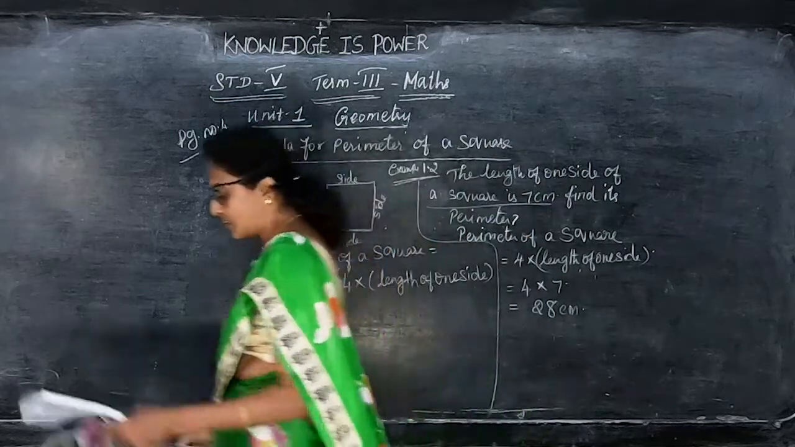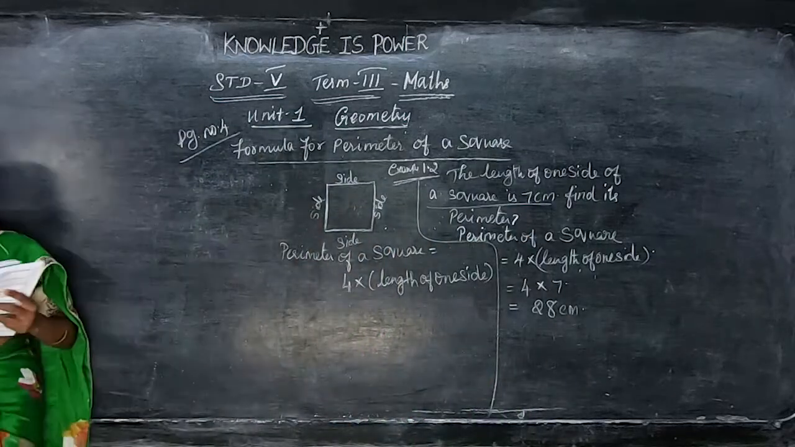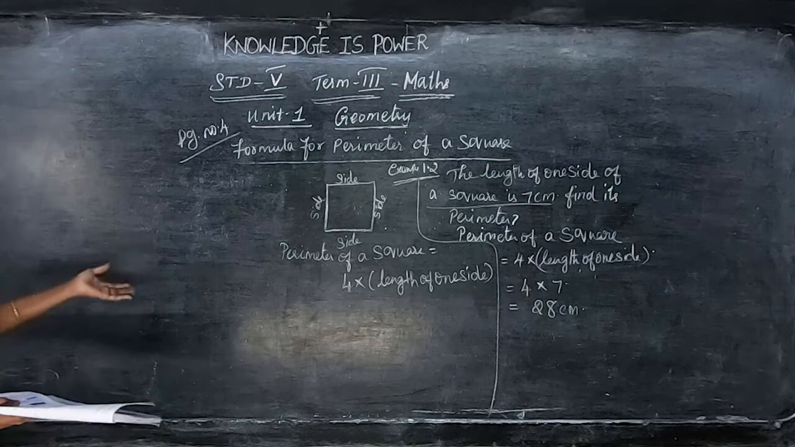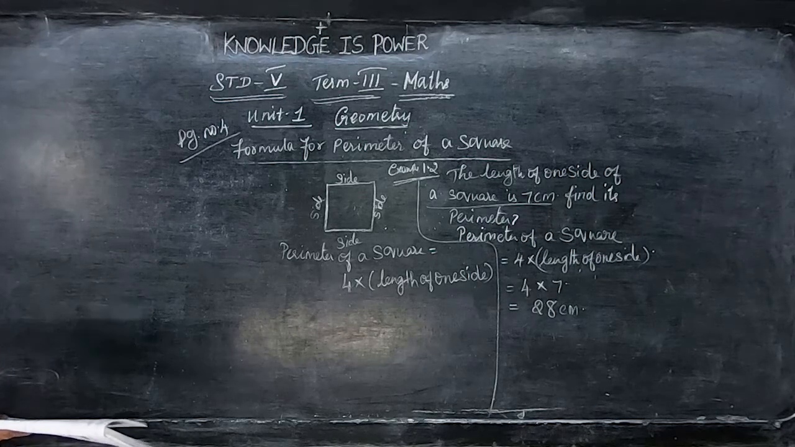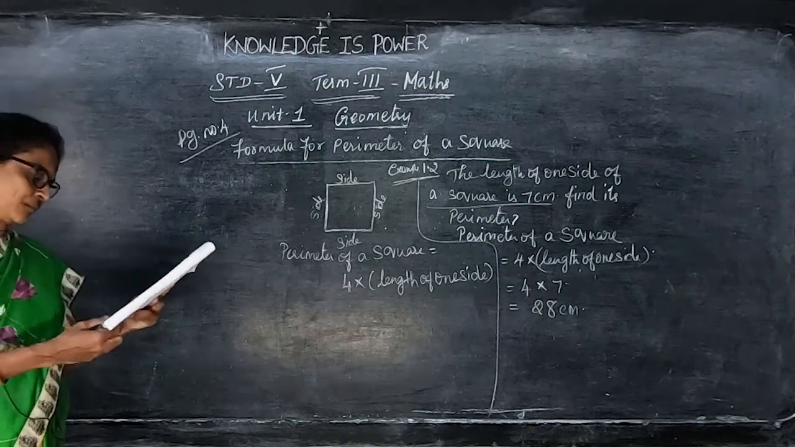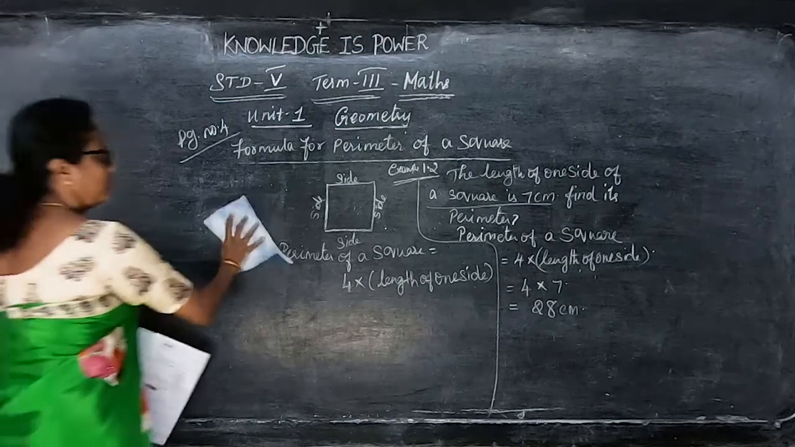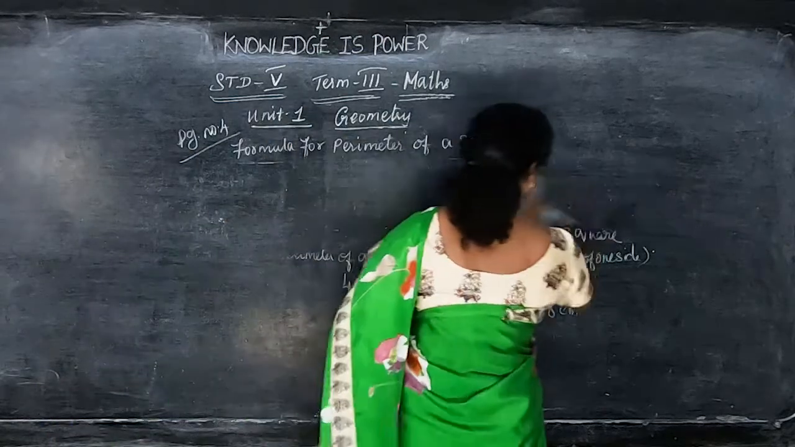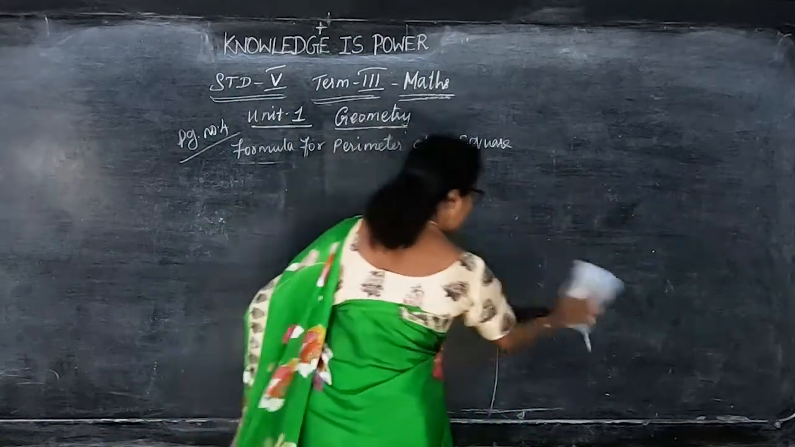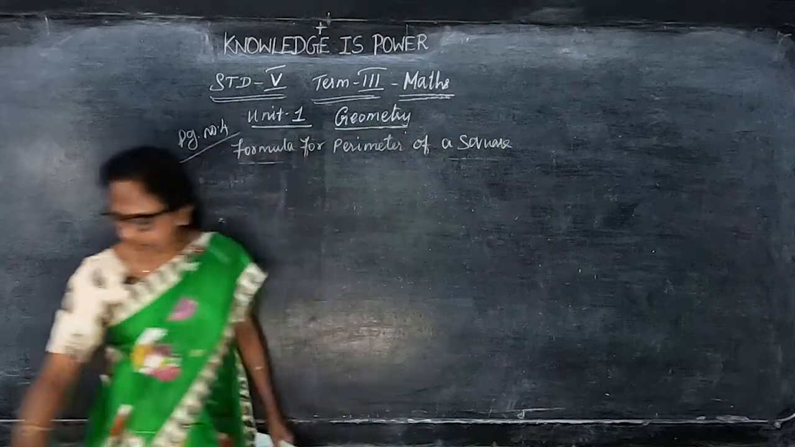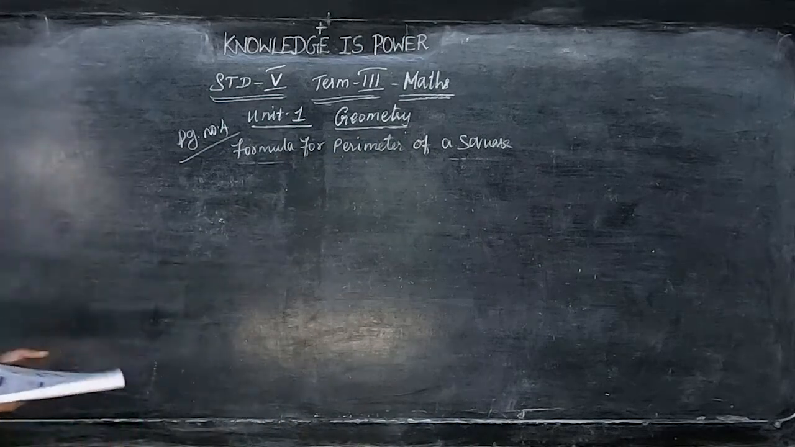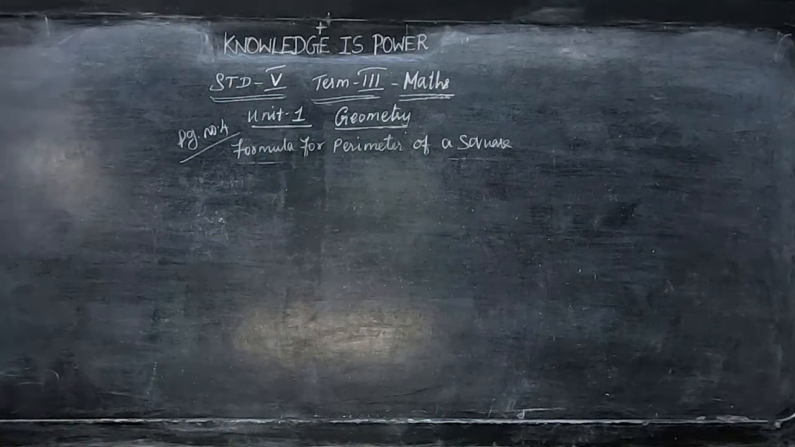Okay. So in this class we have seen the formula for the perimeter of a rectangle and the formula for the perimeter of a square. So perimeter of a rectangle is 2 into L plus 2 into B. Perimeter of a square is 4 into length of one side.